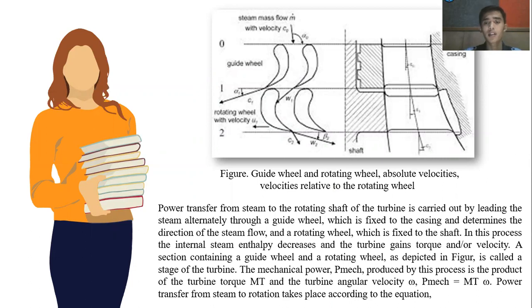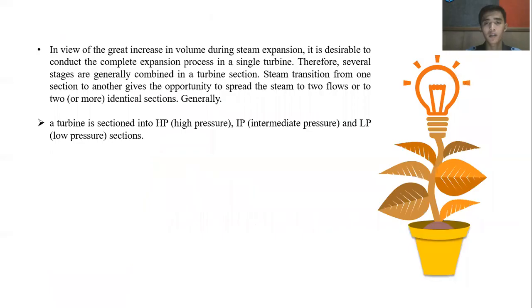to the rotating shaft of the turbine is carried out by leading the steam alternately through a stationary wheel, which is fixed to the casing and determines the direction of the steam flow, and a rotating wheel, which is fixed to the shaft. In the process, the internal enthalpy decreases and the turbine gains torque and velocity. Okay, next.